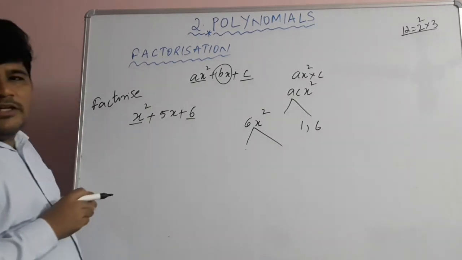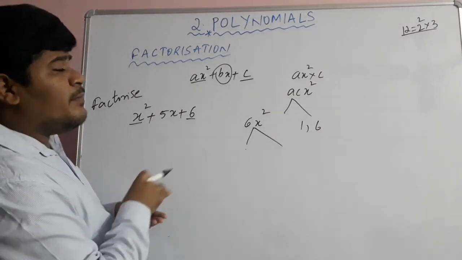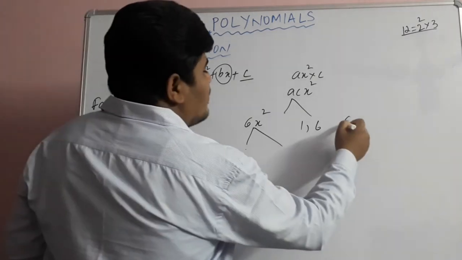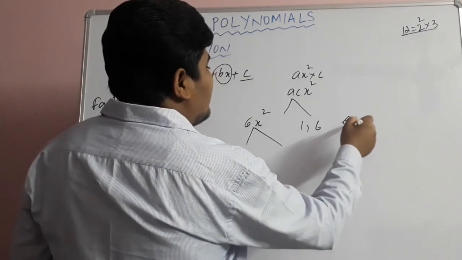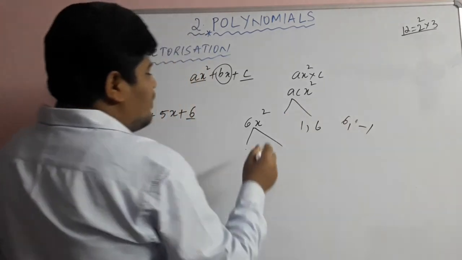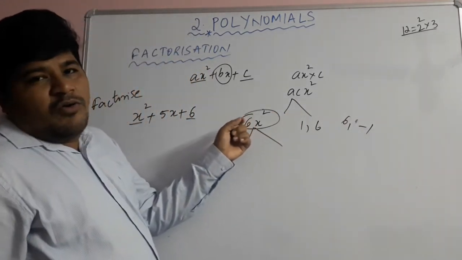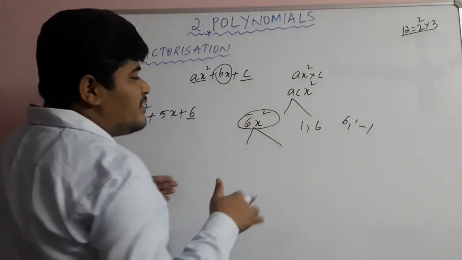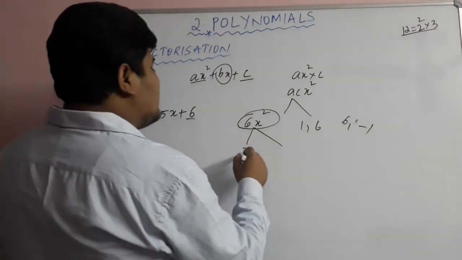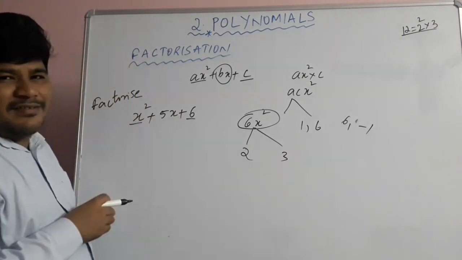Children, but if we take 6 and minus 1, if you multiply these, what will we get? 6 into negative 1 is negative 6. But if you multiply them, you have to get this number only. So now, let's see another pair. 2 3s are 6, children.